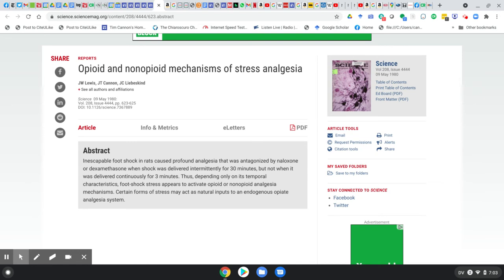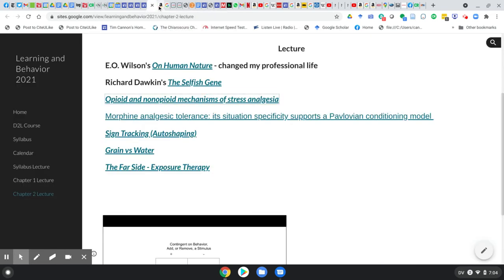I never liked this abstract. It talked about temporal mechanisms. It was the duration. It was not the pattern. Certain forms of stress may act as natural inputs to endogenous opiate analgesia system. And I don't like that either because we were ignoring the non-opioid. And I did some later research where the non-opioid was anatomically independent. And we now know that the non-opioid involves endocannabinoids. And it's what marijuana taps into, and it doesn't generate tolerance and cross tolerance. We really missed the boat there, but of course, the federal government was suppressing research on opiates or marijuana back then.